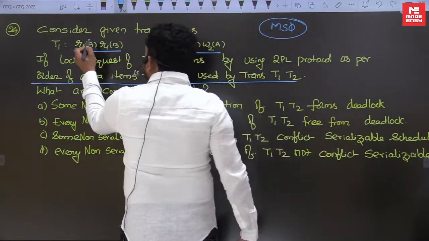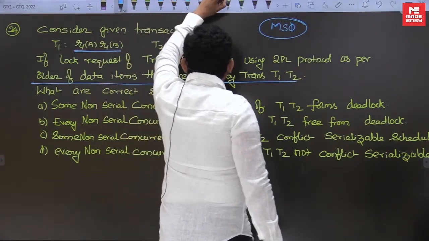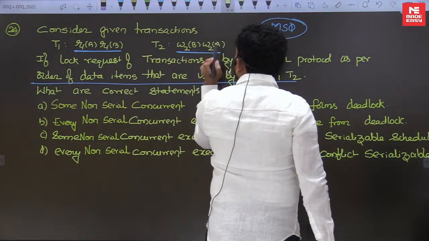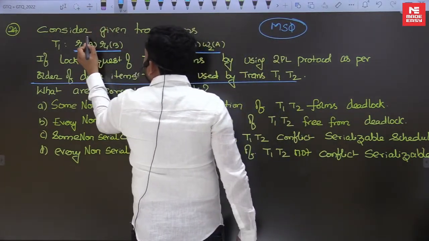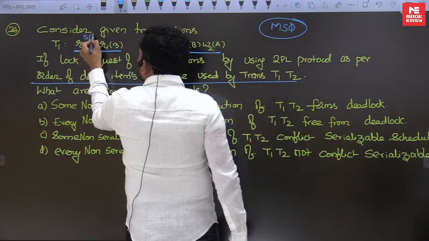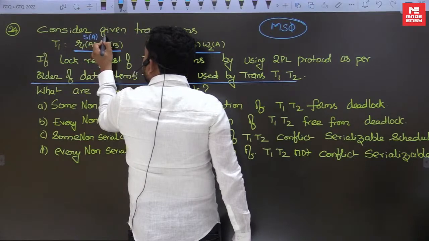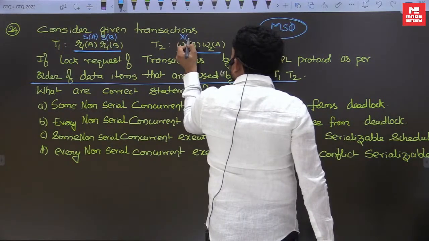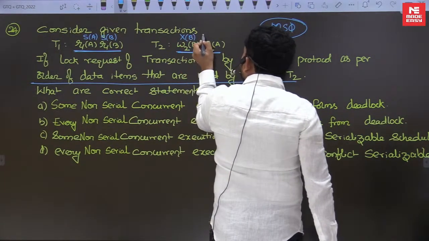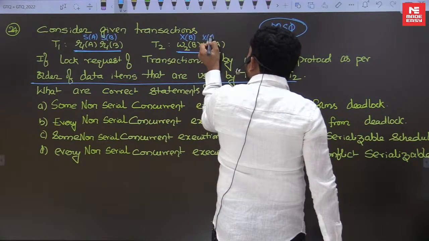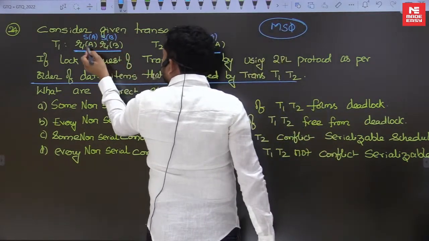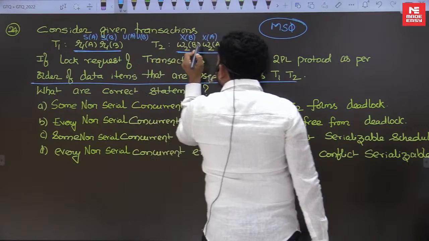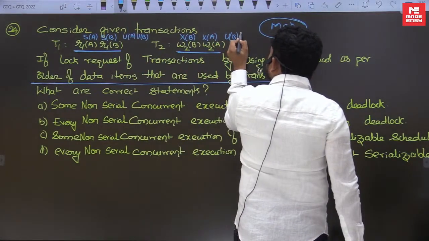See here, the data items required by the transactions: T1 requires A first, then B, and T2 requires B then A. According to 2PL, a shared lock on A and then read of A, and a shared lock on B and then read of B. In T2, an exclusive lock on B and then write of B, and an exclusive lock on A and then write of A. After the reads and writes, T1 unlocks A as well as B, and T2 unlocks B as well as A.